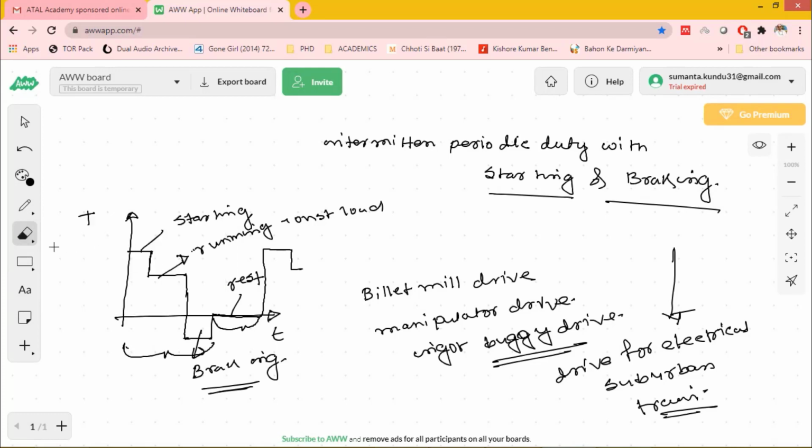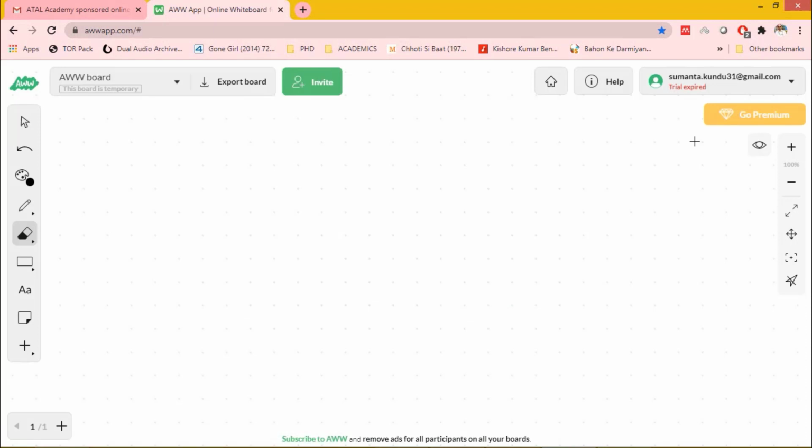So these are all the basic classifications of duty. The three other duties are left, that is, if there is no rest period. We see that in intermittent duty there is a rest period. So if there is no rest period, it will be a continuous duty.